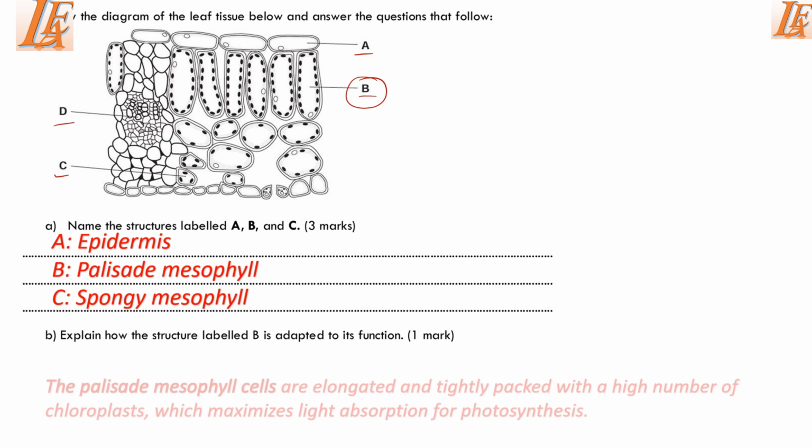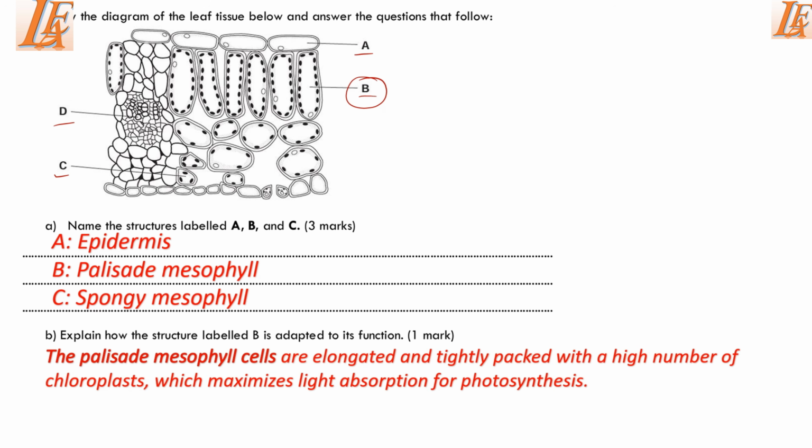In this case, we can say the palisade mesophyll cells are elongated and tightly packed with a high number of chloroplasts, which maximize light absorption for photosynthesis. So as you can see, these parts are tightly fixed together and they are close to the epidermis. This is because they have a large amount of chlorophyll, which is used to trap light, which can be used in photosynthesis. So the reason why they are closely packed is to maximize light absorption for the photosynthesis process.